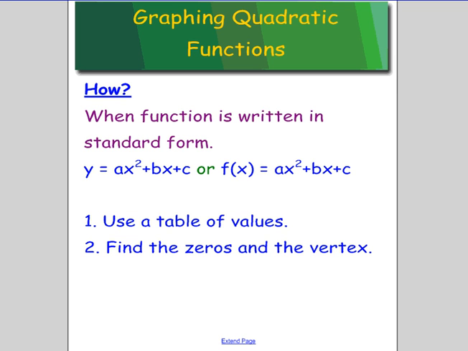Hello, my name is Mr. Hammond, and today's topic of this discussion is graphing quadratic functions. So how do we do this?